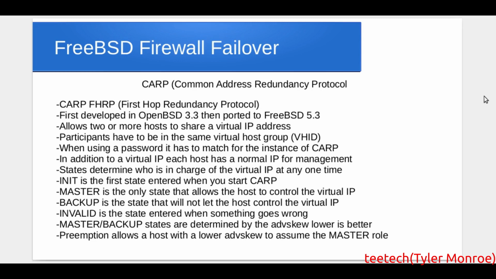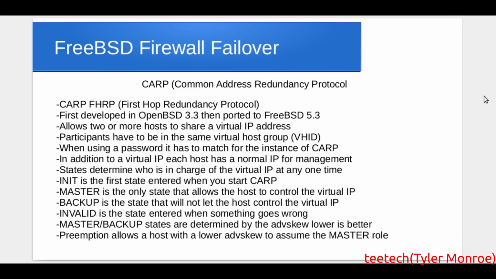Now, in addition to this virtual IP I keep talking about, each host has a normal IP address for management. So this is what we use to do things like telnet into the device, SSH into the device, and get information over SNMP or use a NetFlow collector. You would use that IP, not the virtual IP, because you want to get information about the real device. But how does the virtual IP decide where it's going to go? How does that work? Well, states determine who is in charge of the virtual IP at any one time.